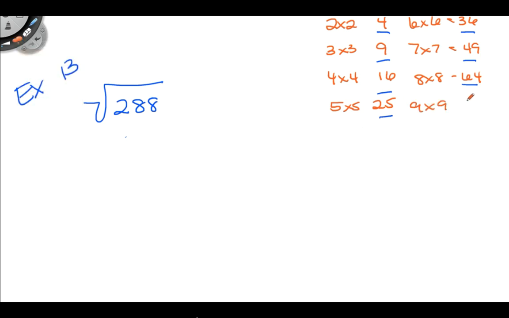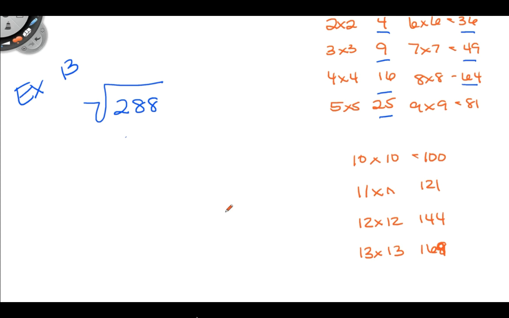9 times 9 is 81. 10 times 10 is 100. Not sure why my pen keeps grabbing there when I do my equals. 11 times 11 is 121. And 12 times 12 is 144. I'm going to stop there, because when I get into 13, I am starting to get to numbers that are a little bit too big. Oops, 169. And if I go past 200, then it's not going to work anyways.